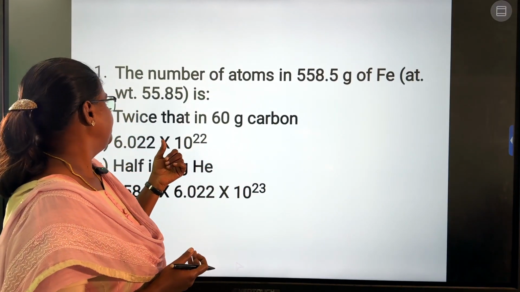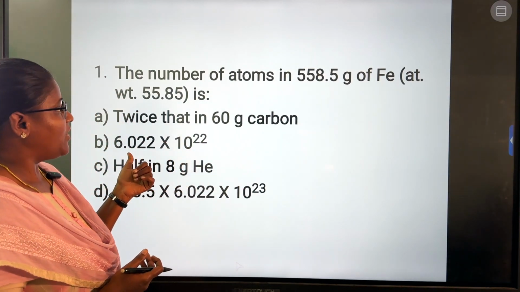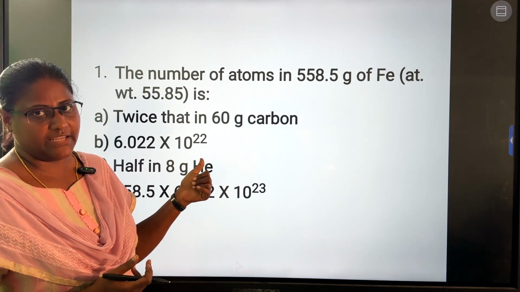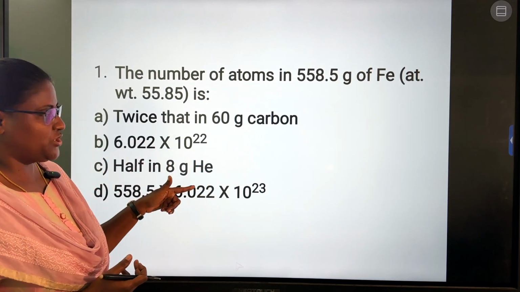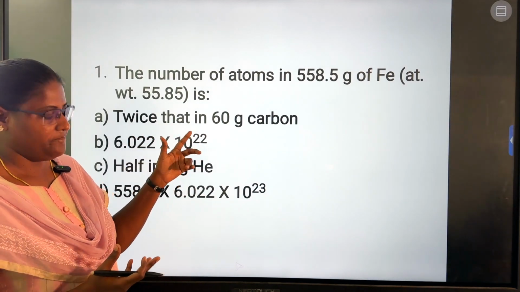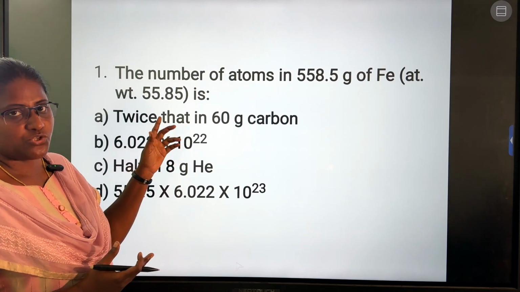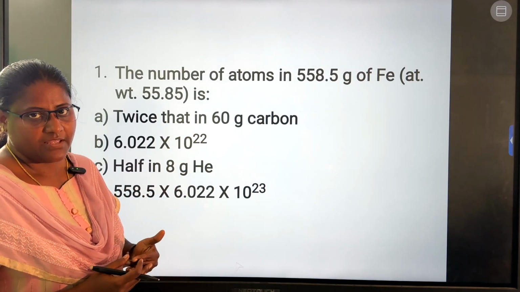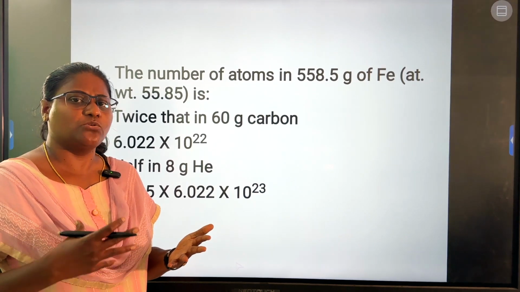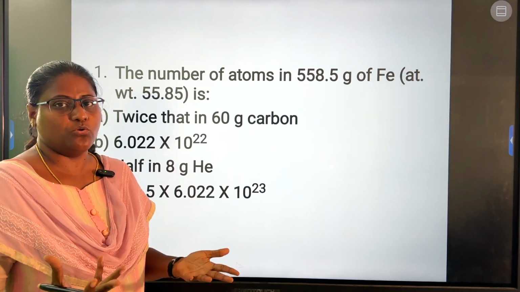So the first problem says: the number of atoms in 558.5 grams of iron is, and I have given the options not as numbers but as statements. The first option says twice that of 60 grams of carbon. We can easily solve this, so there is no need to get into the formulas and all those things.